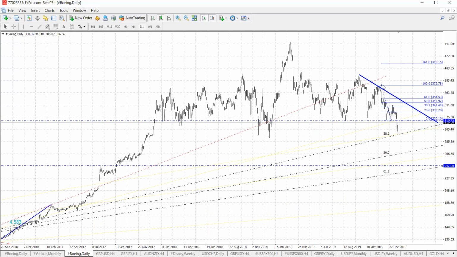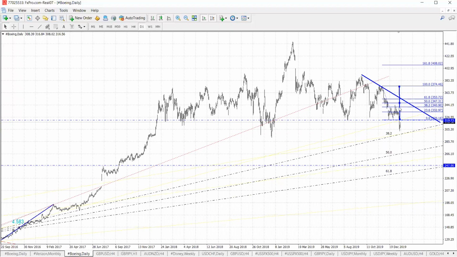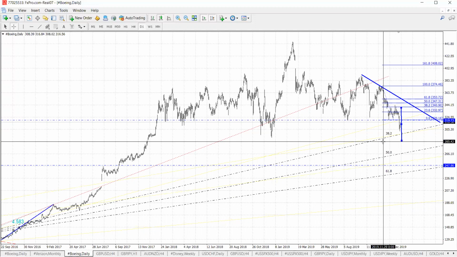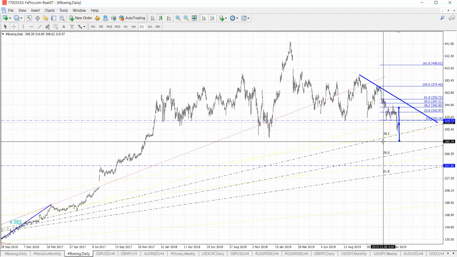And if I also take a little bit more information, the expansion of this area, and I take it from this level, there you go. Where do we go? All the way down to $285. So this is not over. Far from finished.